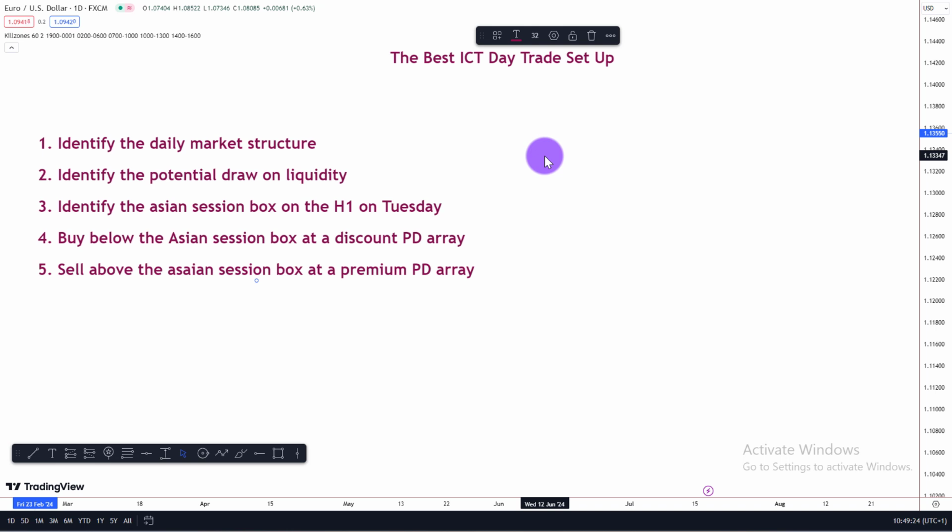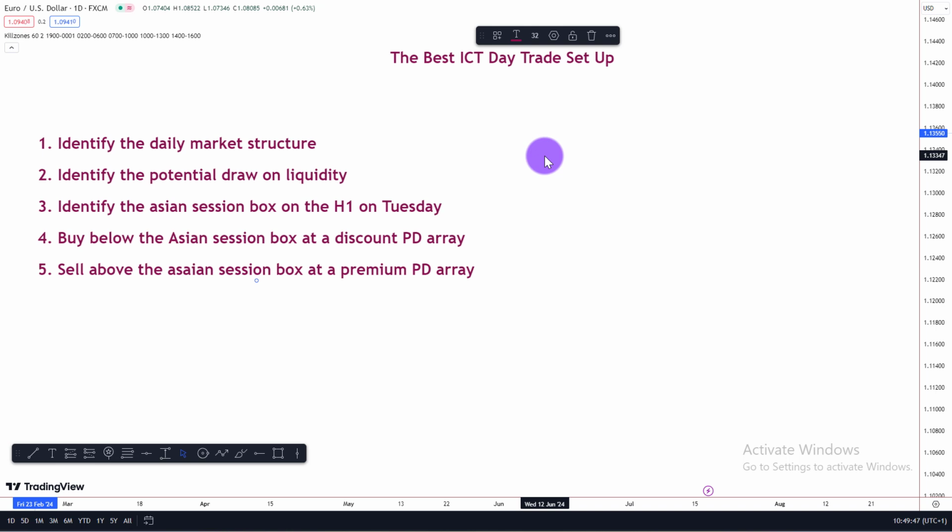The first thing is you need to identify the market structure of the daily time frame. You need to identify where the direction of the daily trend is, whether we are in a market structure that is bullish. That means we need to see the daily time frame forming higher highs and higher lows. If we are in a bearish market structure, we need to see price action form lower lows and lower highs on the daily time frame.